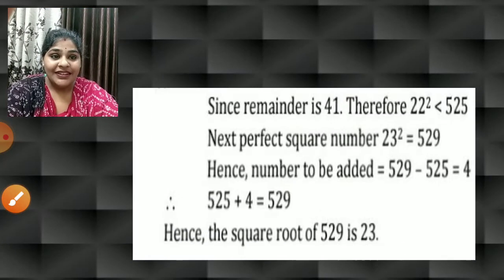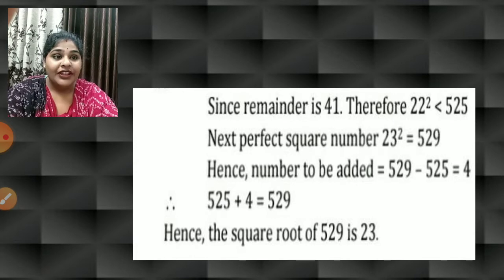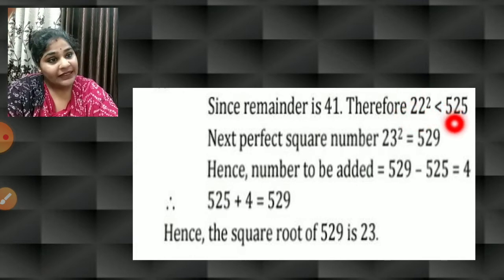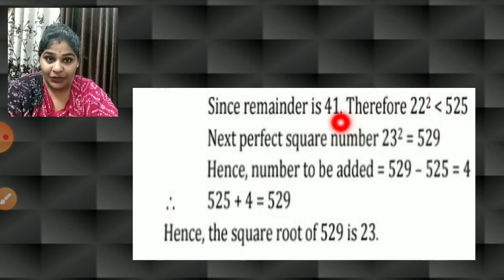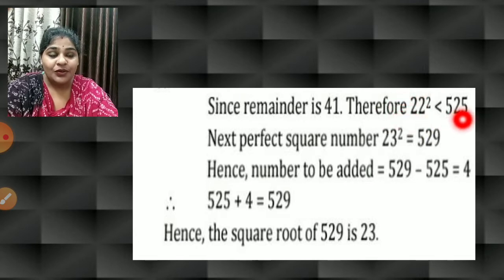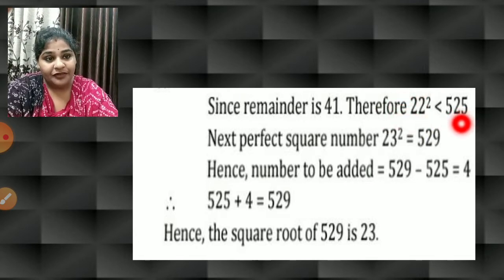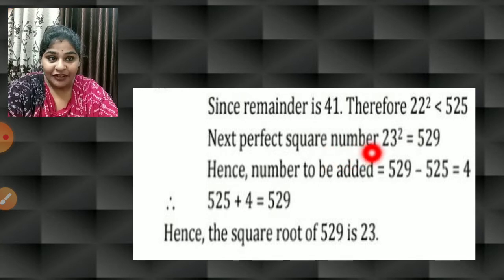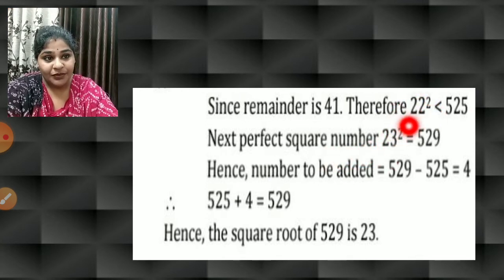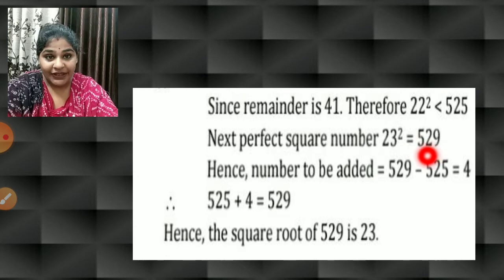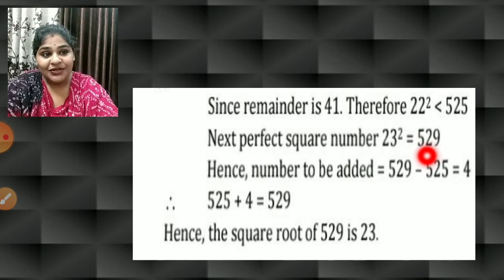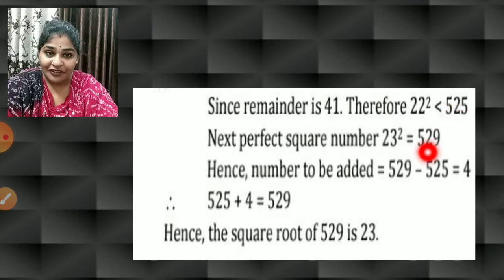So let us proceed. Now since the remainder is 41, therefore 22 square will be less than 525, because the remainder left was 41. So obviously 22 square will be less than 525. So the next perfect square number will be 23 square. After 22 what comes? That is 23. So first we will find 23 square which is equal to 529. So now what we are going to do is, after 525 the next perfect square number is 529.